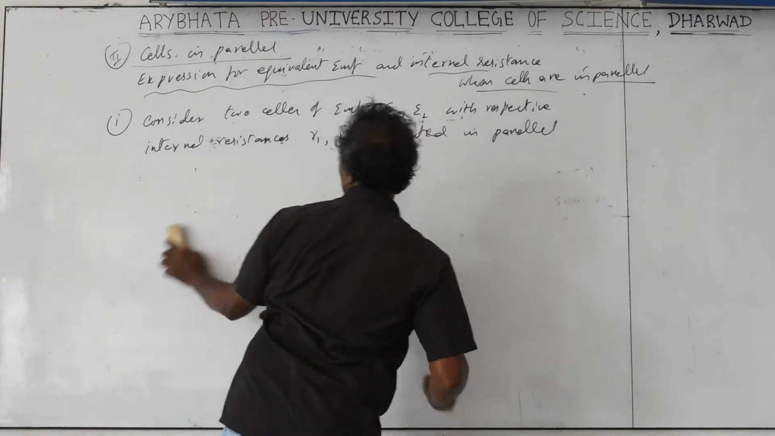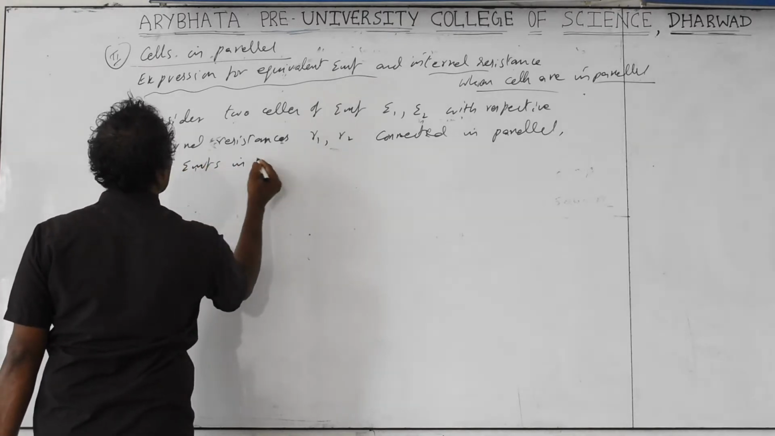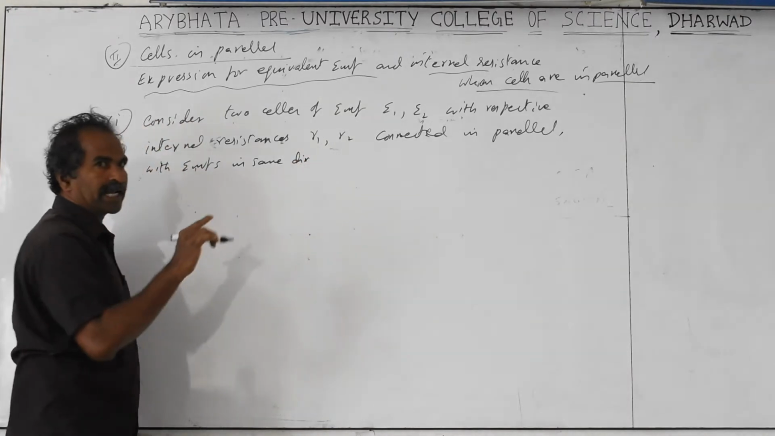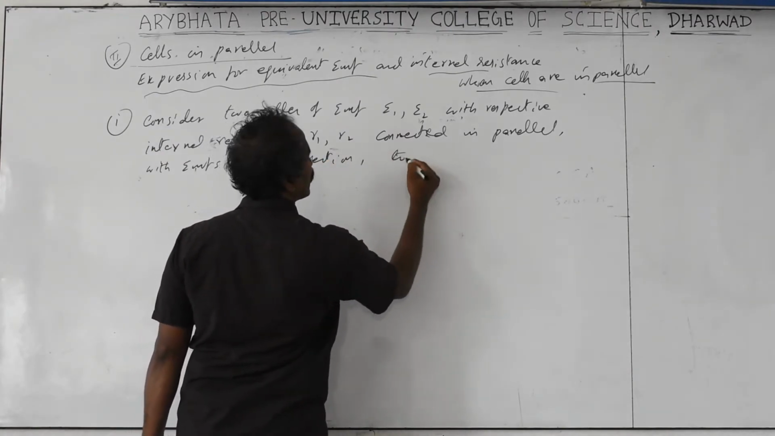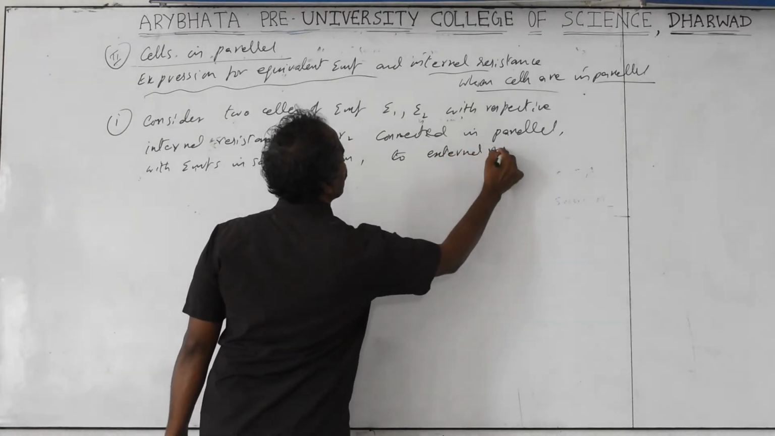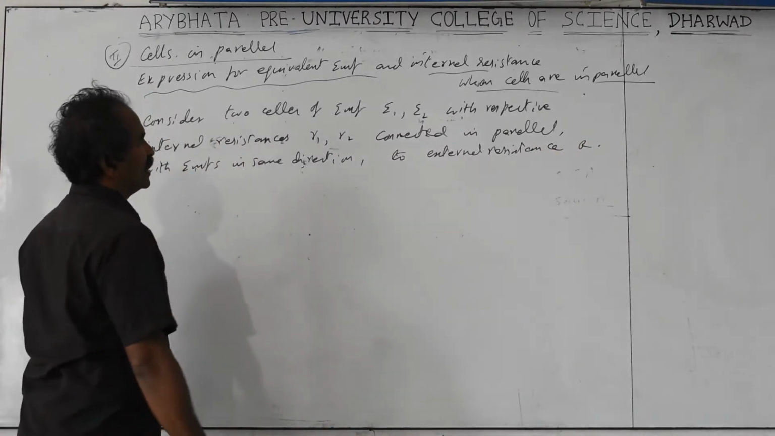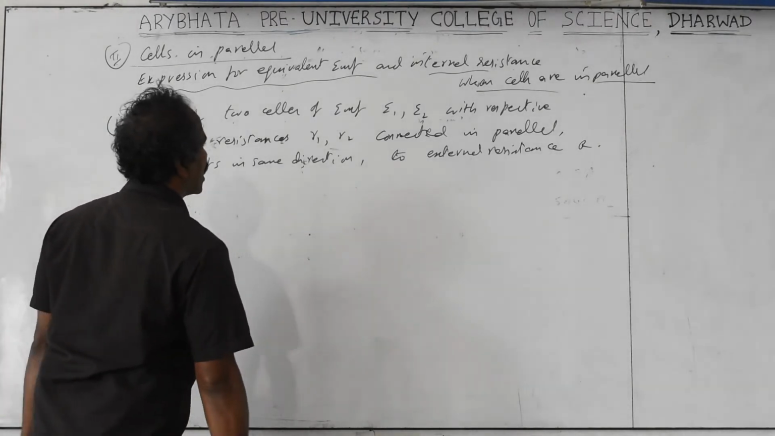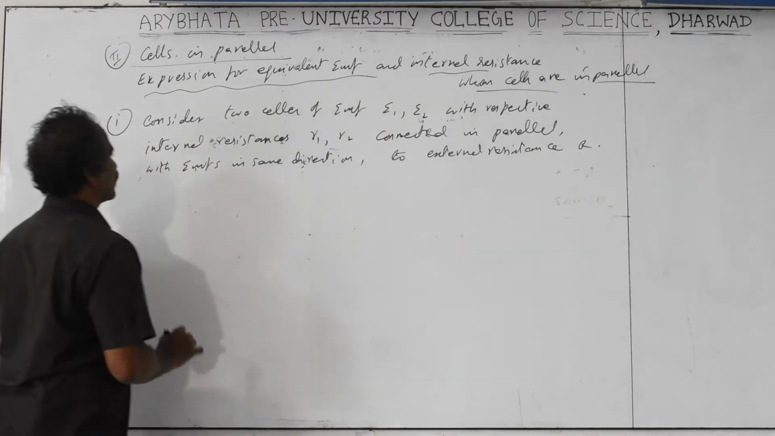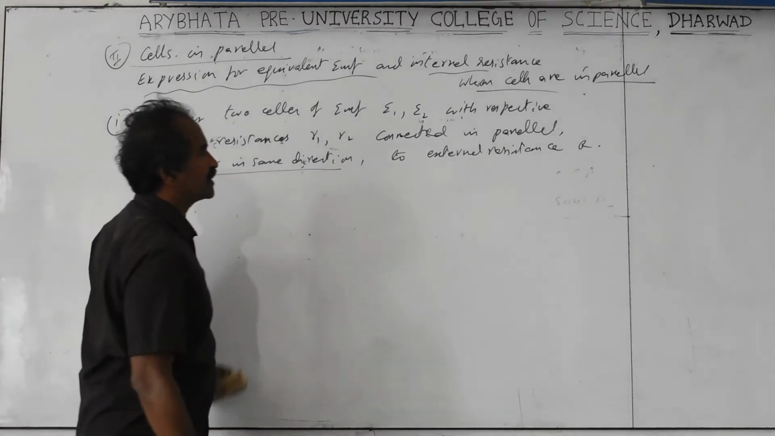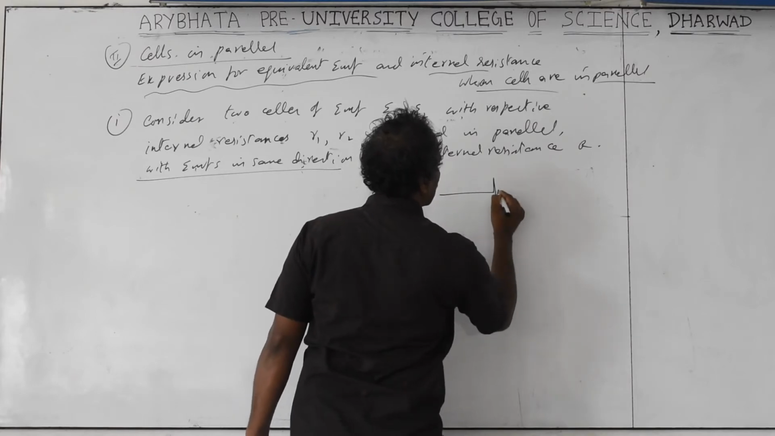Connected in parallel, with the EMFs in the same direction. EMF in the same direction automatically indicates that the currents are in the same direction. Consider two cells of EMF E1, E2 with internal resistances R1, R2 respectively, connected in parallel with an external resistance capital R. Two cells only we are taking, but any number of cells we can take. They are not identical, but EMFs are in the same direction.